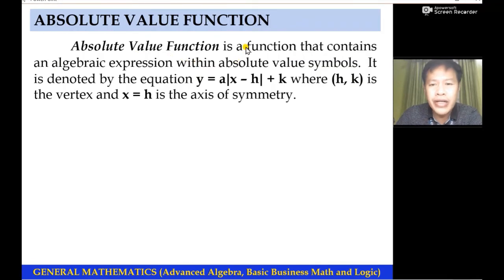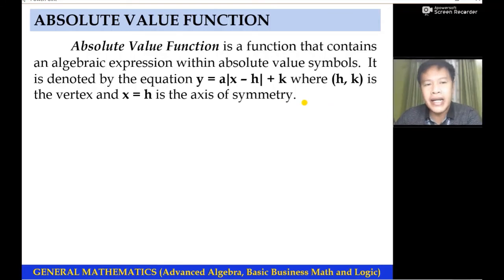Absolute value function is a function that contains an algebraic expression within absolute value symbols. It is denoted by the equation y is equal to a times the absolute value of x minus h, plus k. This is the symbol for absolute value. Wherein h and k give the vertex. There is a vertex, and there is also the axis of symmetry.